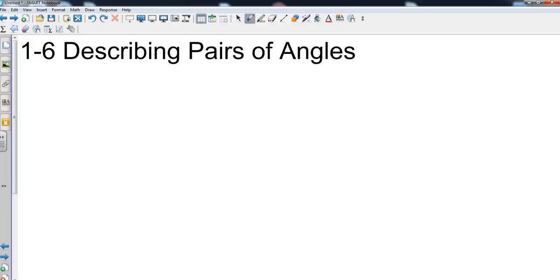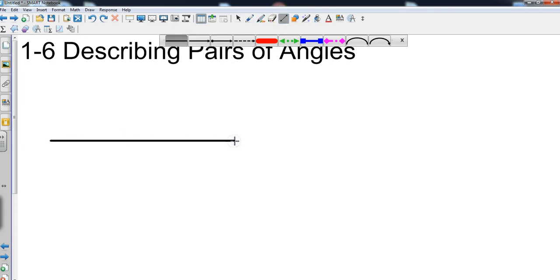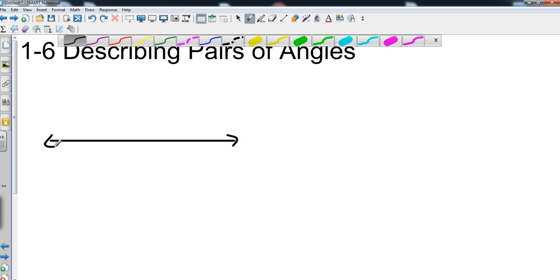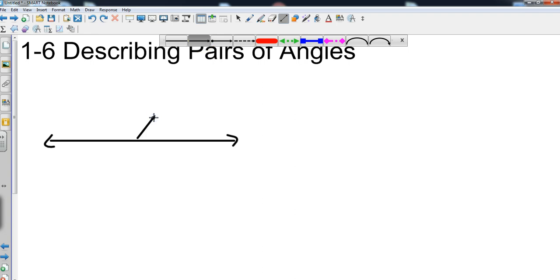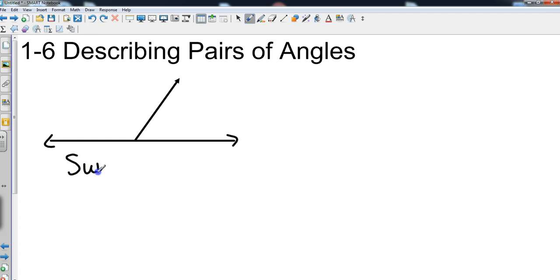Geometry, Chapter 1, Section 6, Describing Pairs of Angles. Our most basic pairs are ones that we have had for a while and we're very familiar with them. We have our supplementary angles, if I could draw them right. And our supplementary angles have a sum of 180 degrees.